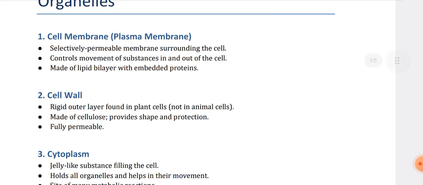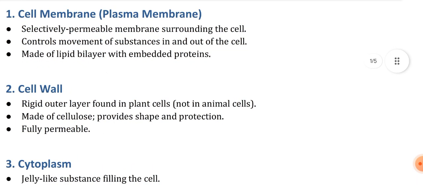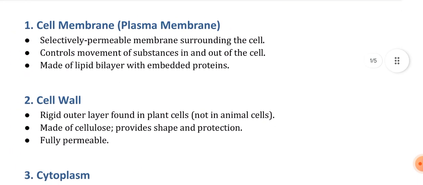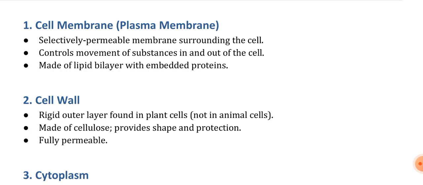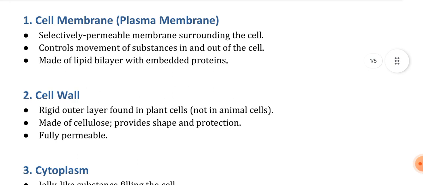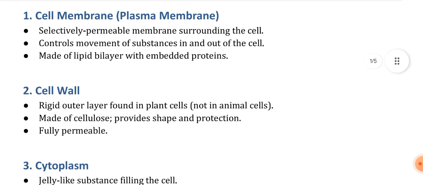Let's go to the first one, that is a cell membrane. I have noted down the basic, main important characters of the organelles that you have to remember. First is cell membrane, which is also known as plasma membrane. I have taught you all of the points that I have noted here. But still, if you have any confusion, let me know.